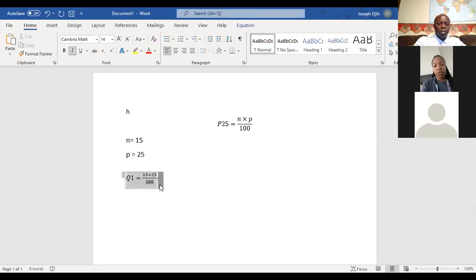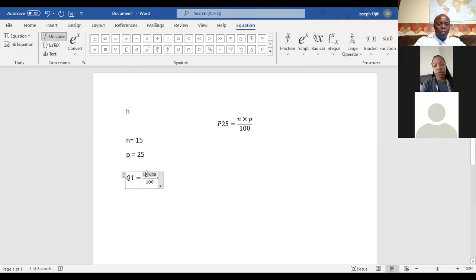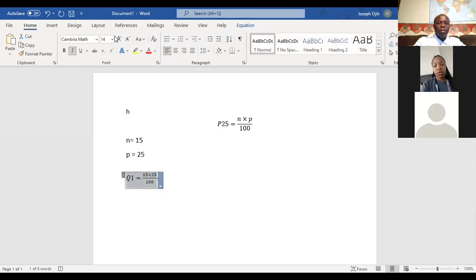I don't know why this thing is doing this. Normally you can paste it and then increase it, but today it is doing something different. Anyway, let me just make it as big as it can. All right.